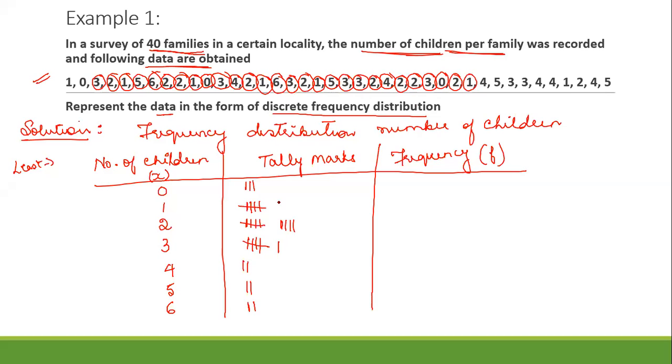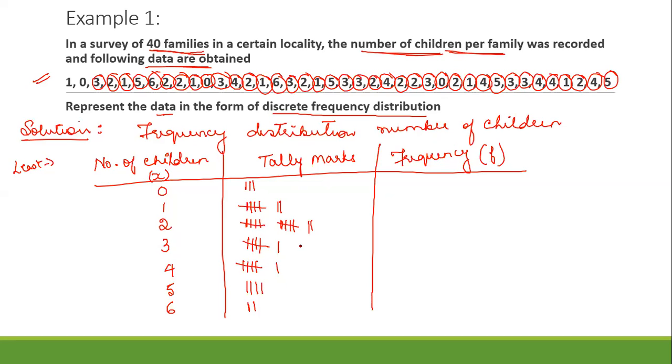1. 4. 5. 3. 3. Twice it is there. So 3 once and one more on the side. 4 and 4. Twice it is repeated. So 1 and 1, 2, 4, and last data is 5.